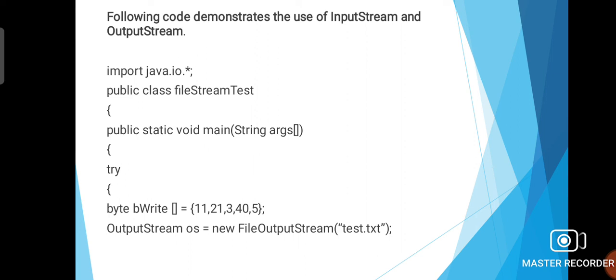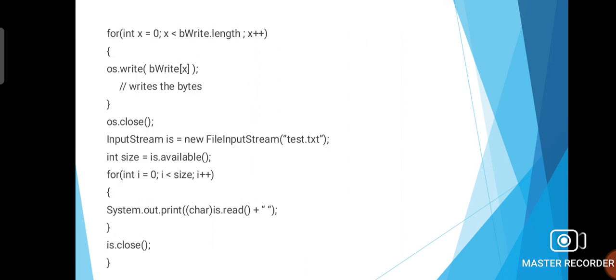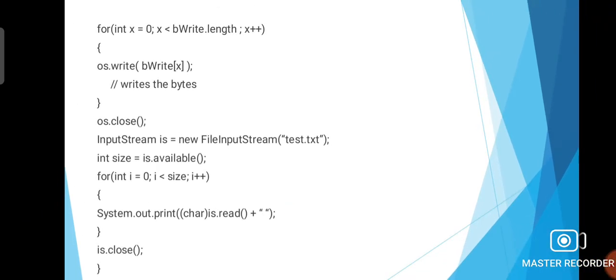So actually we have done two operations. First of all, we wrote a set of elements to the file with the help of the output stream object. After that, we read the content from the file with the help of the input stream object, and we printed the elements that have been read from the file.